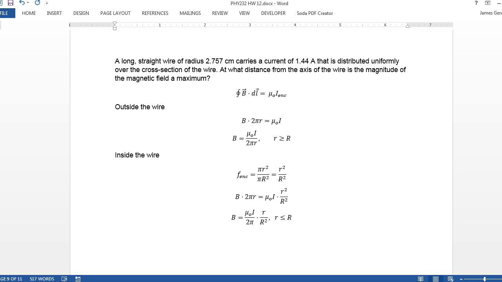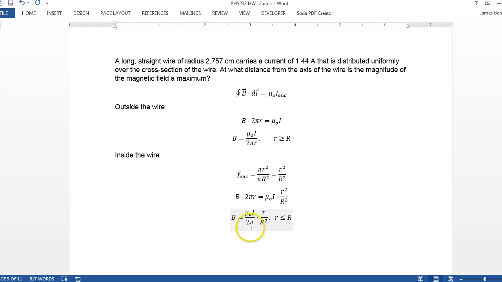So, when is this a maximum? Inside the wire, it is monotonically increasing because it's proportional to the radius. It's monotonically increasing until r equals capital R, at which point we get mu naught I over 2 pi capital R. Well, if we look at the outside one, it is monotonically decreasing as r increases. So as we bring r down to capital R, we get B is mu naught I over 2 pi capital R.